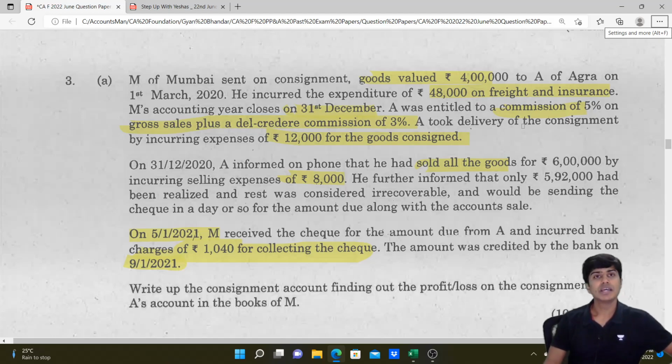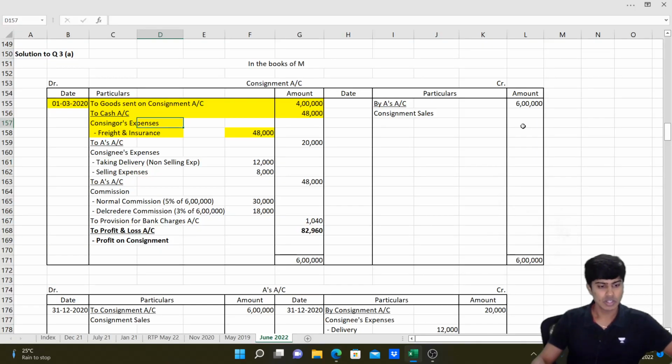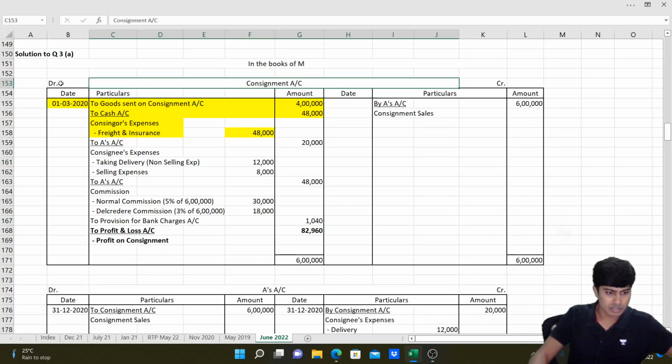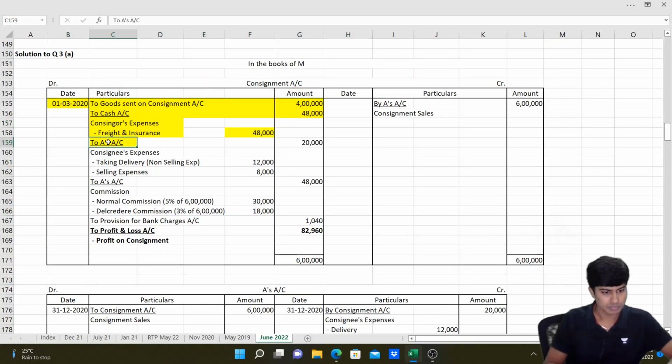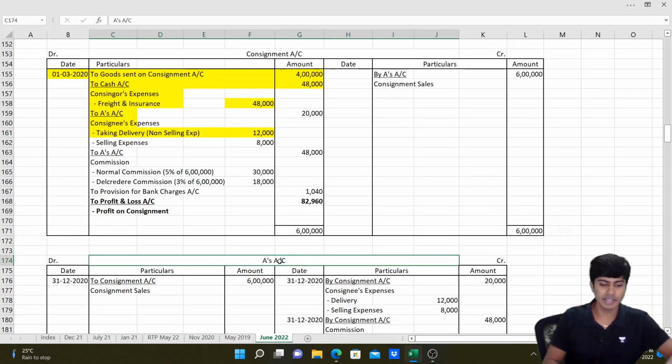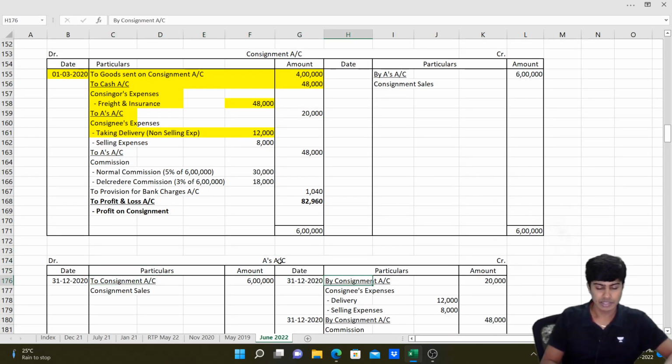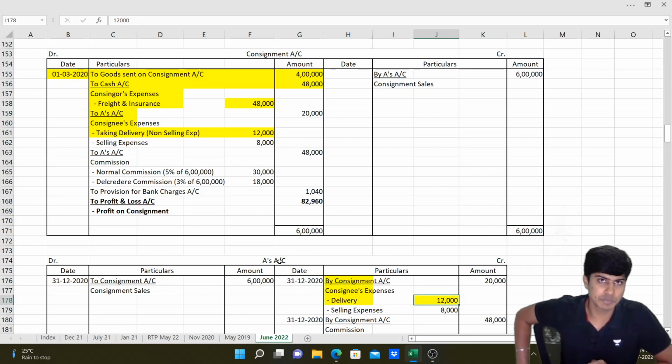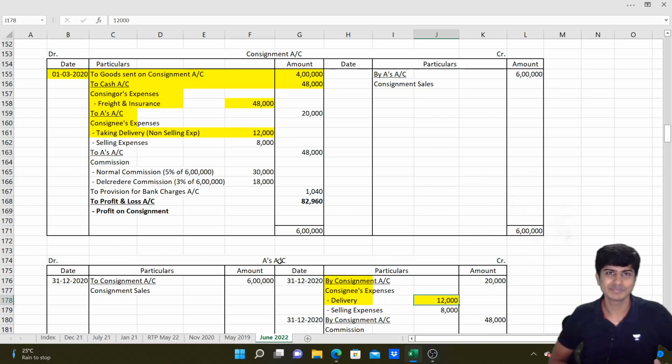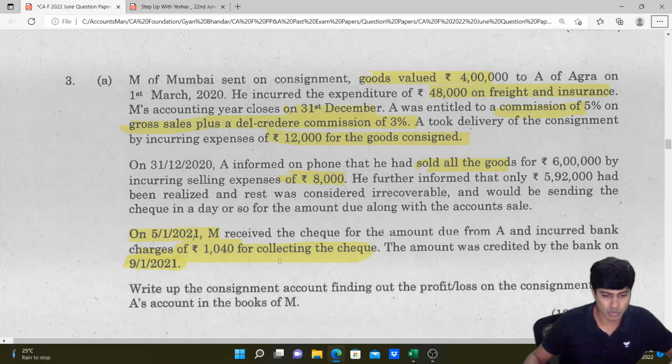Accounting entry will be consignment account debit to A account, that is consignee account. So I'll write consignment account debit to A's account. That is consignee's expense for taking delivery. Non-selling expense incurred 12,000. The same should appear in the consignee account. So in A consignee's account on the credit, by consignment account, consignee's expenses, delivery, non-selling expense 12,000. Got that?